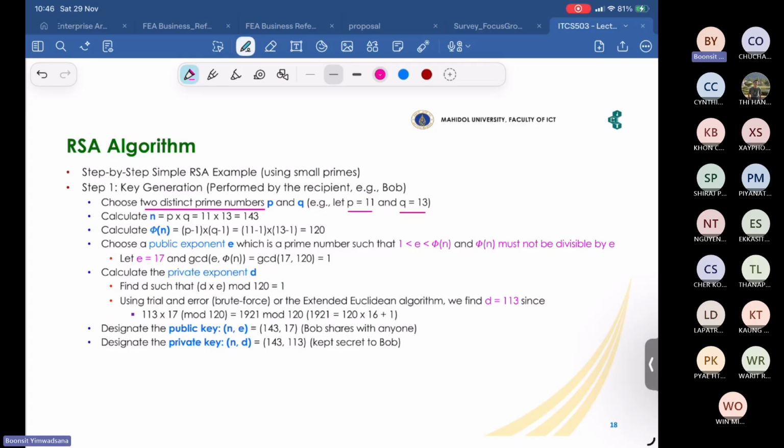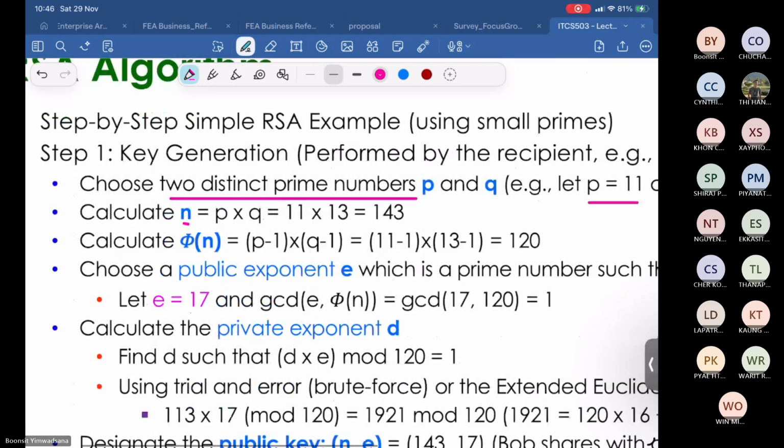Then we will calculate n, where n is P multiplied by Q. In this case, n is 143. And then we come up with phi n. This function takes P and Q, each decremented by 1. So it is (P minus 1) multiplied by (Q minus 1). We get 11 minus 1 multiplied by 13 minus 1, and that is 120.